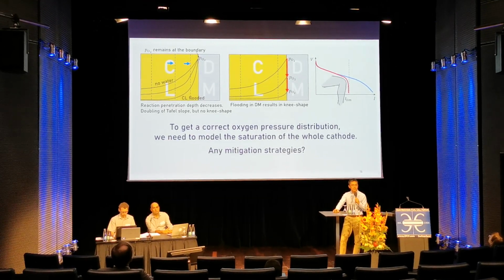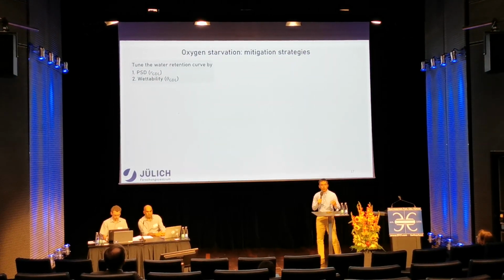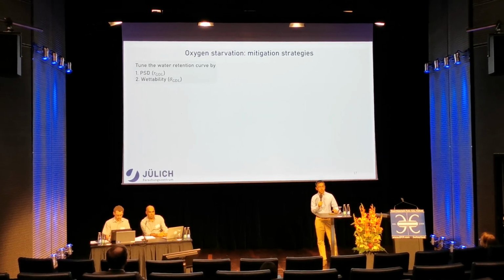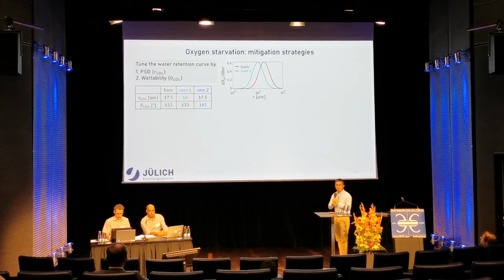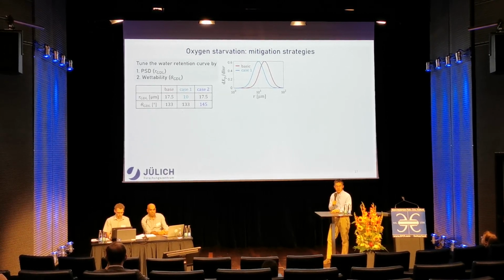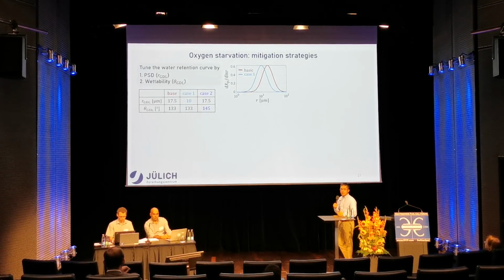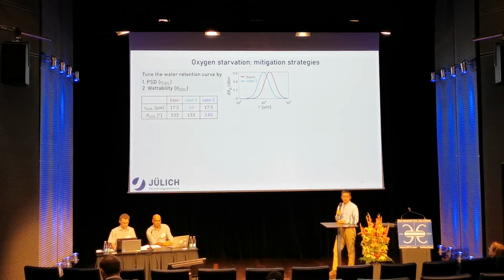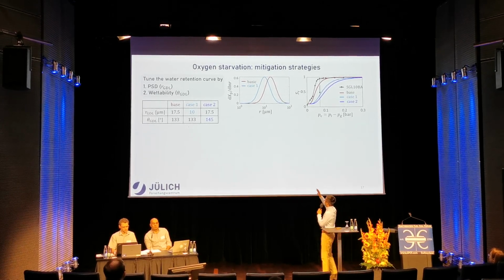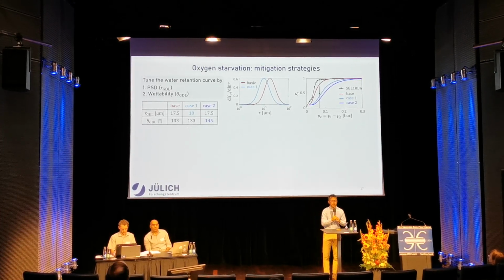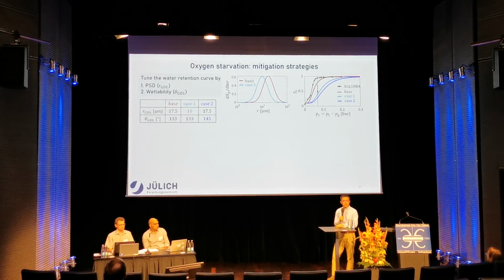Okay, let's crack on and propose some mitigation strategies. We can tune the water retention curve by adjusting the pore size distribution and wettability of the GDL. We set basic parameters as what we showed in the last slide, and we vary one parameter while keeping the other fixed. Compared to the base case, case 1 has smaller pores, the PSD peak moves to the left. And for case 2, the contact angle is increased. So we can see that at the same capillary pressure, the saturation for case 1 and case 2 is lower than that of the base case. So it seems that they may have better performance.